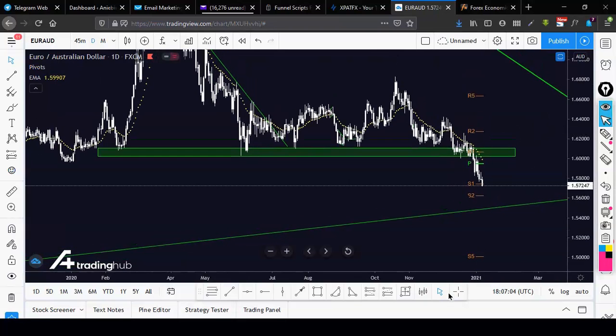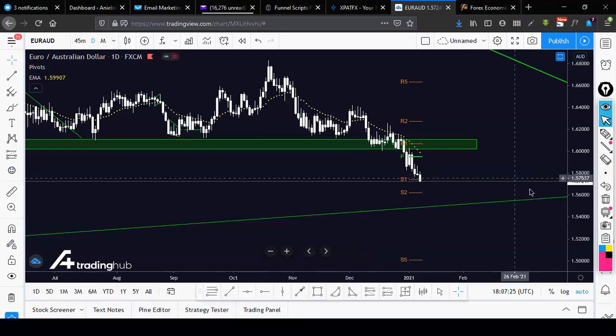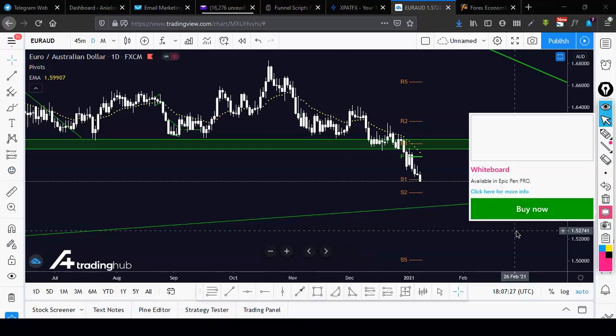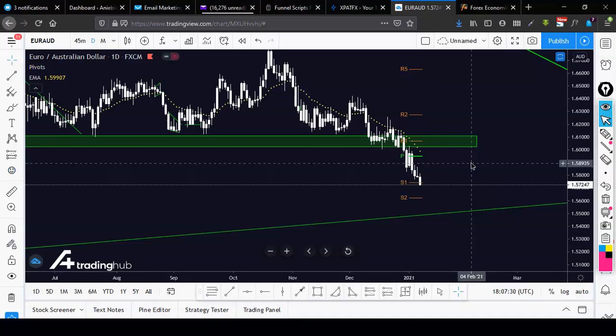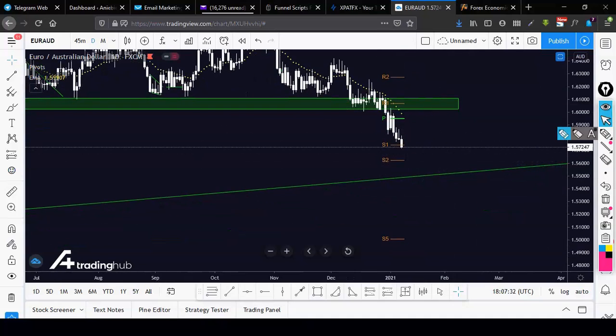If I shrink the chart, you see it clearly. Since February 2020, see price bouncing off this level here. So this was a valid key level as at last year, but we see price breaking down that level this year. Price is trading below PP and is heading towards S2.